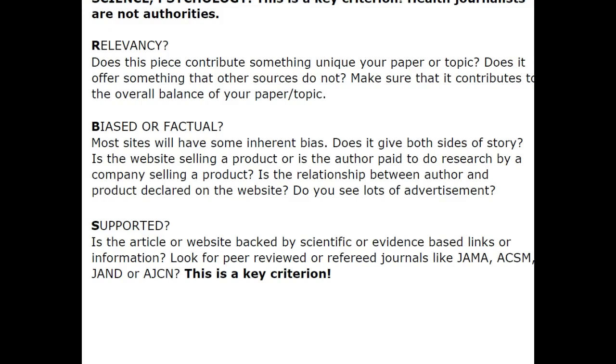The last criterion is very important. It is a key criterion along with the author criteria. Is the article or website backed by evidence-based science? And are there links that take you to those articles directly? And the evidence-based science we're looking for are peer-reviewed or refereed journals like the Journal of American Medical Association, American College of Sports Medicine, the Journal of Academy of Nutrition and Dietetics. These aren't the only refereed journals. I'm just giving you an example.